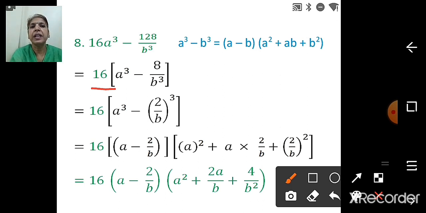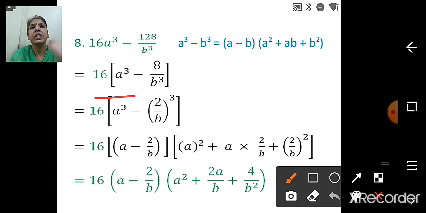So now we will take out 16 as common factor. If 16 is common factor, the uncommon factor will now be a cube minus 8 upon b cube, right? It is a cube minus 8 upon b cube. So first thing we will do, write the formula. a cube minus b cube is equal to a minus b the whole bracket multiplied with a square plus ab plus b square. Write the formula correctly, children.